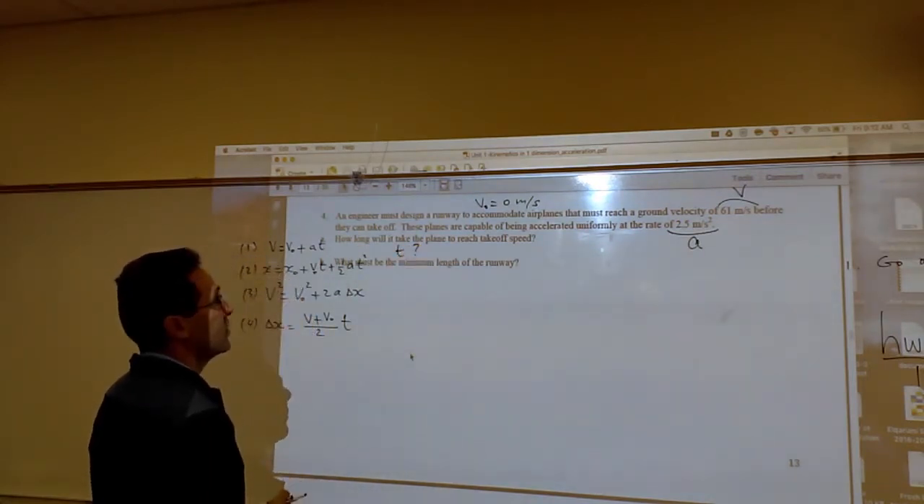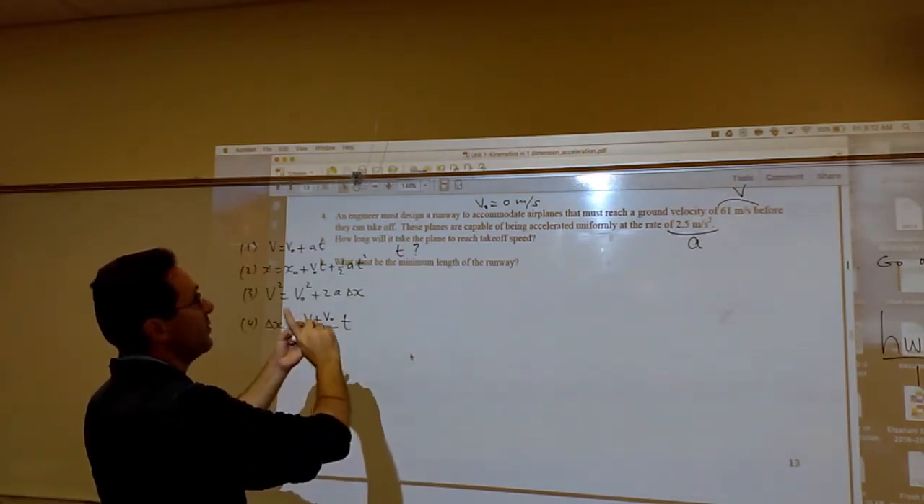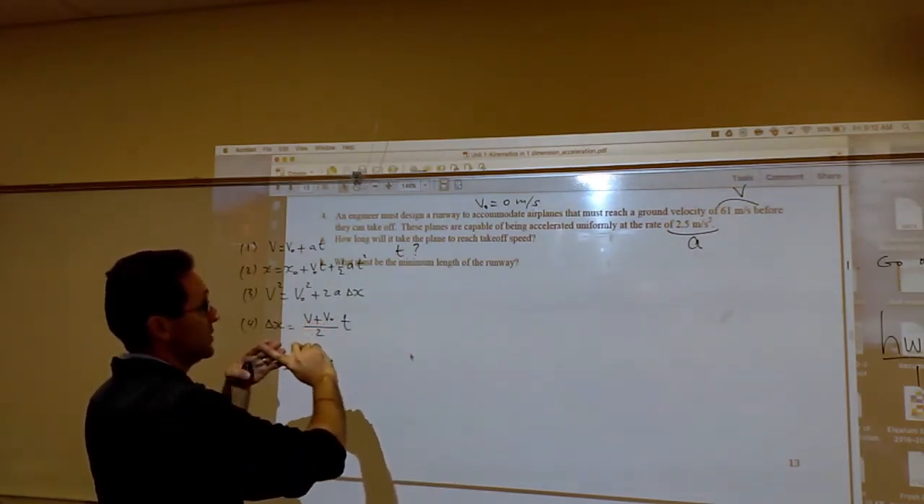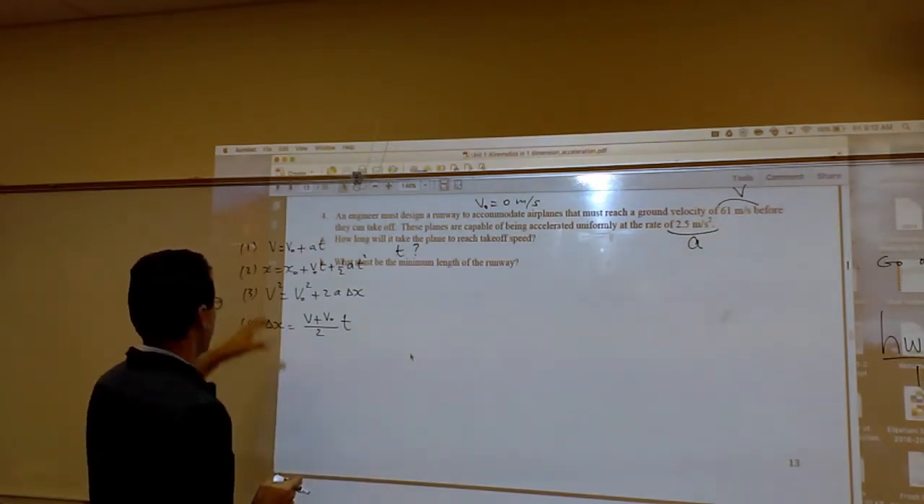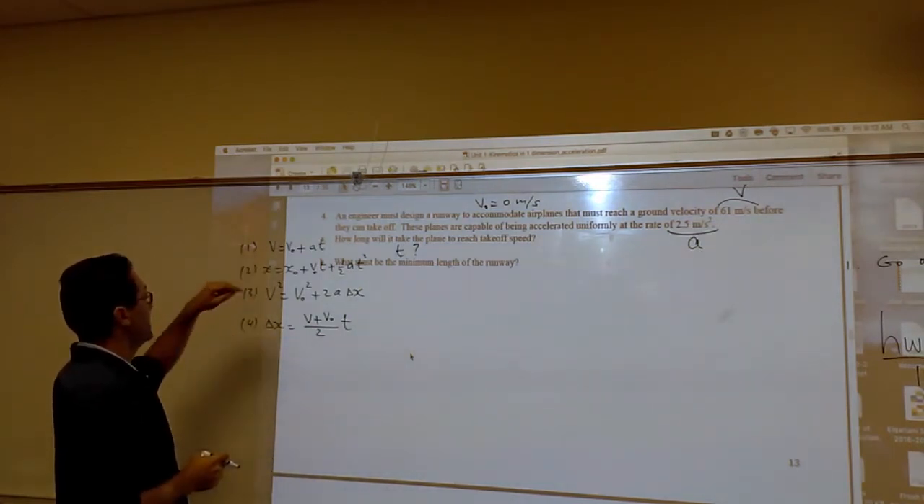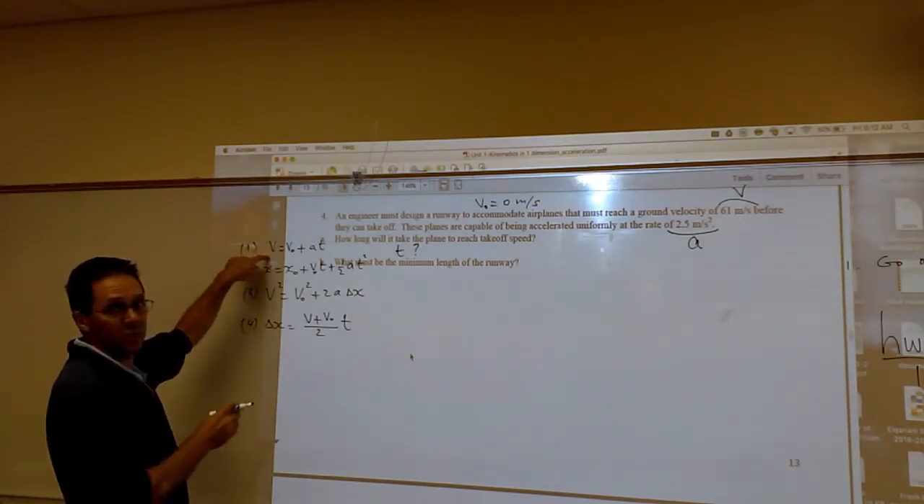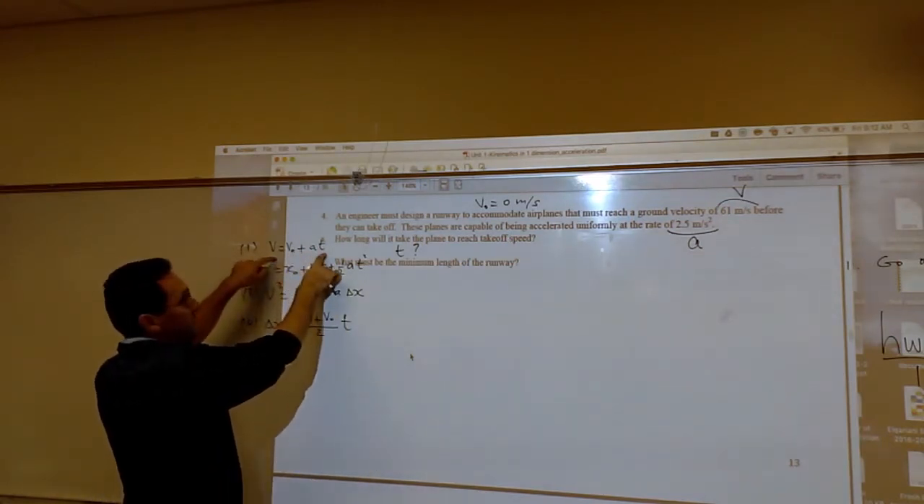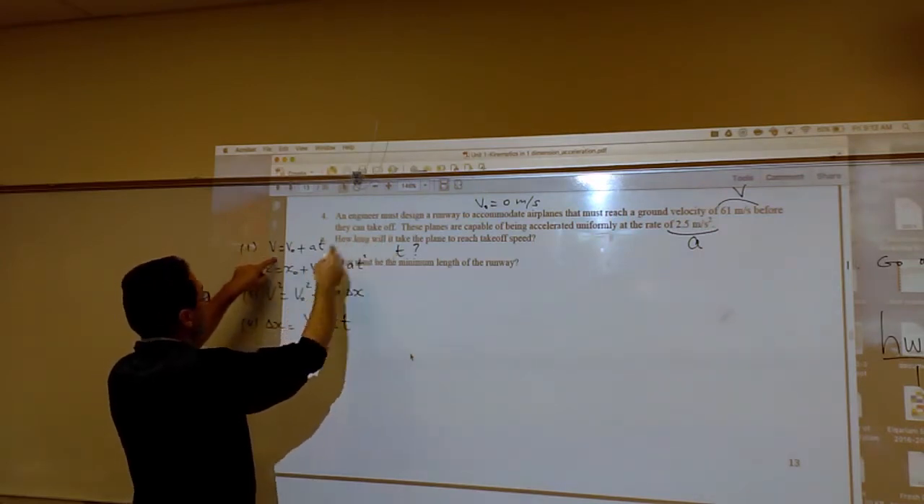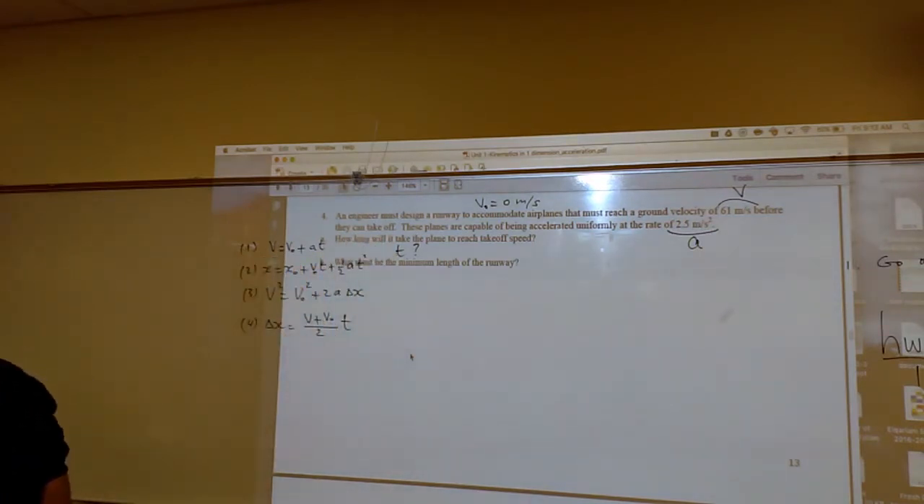So we have to figure out an equation that links V0, V, and t. In other words, we're looking for an equation that doesn't have delta X in it. If you look here, the one that doesn't have delta X happens to be the simplest one. So we're just going to use V equals V0 plus at, and if you do the math, you should get 24.40 seconds.